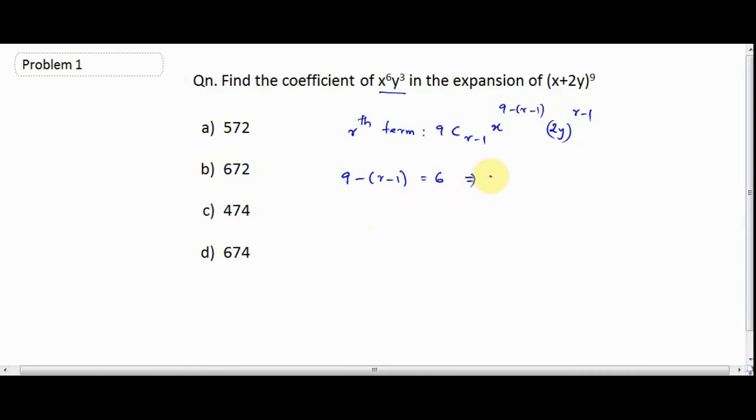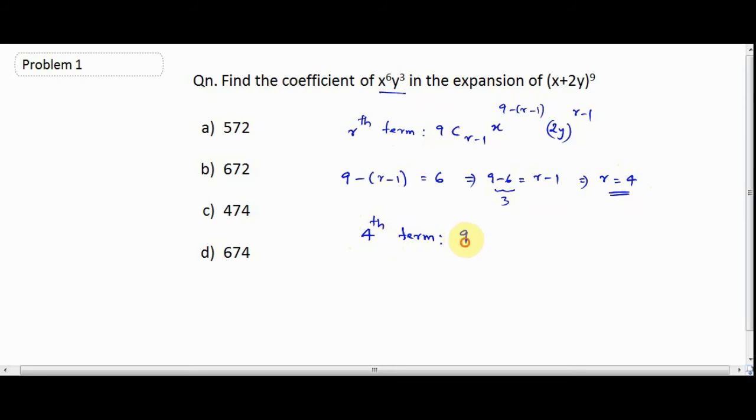So 9 minus 6 will be equal to r minus 1. This implies that r minus 1 is 9 minus 6, which is 3. So r minus 1 equal to 3 implies that r is 4. The value of r is 4. So we are asked to calculate the coefficient of the fourth term. Now the fourth term can be written like this; we can derive the fourth term expression from this one.